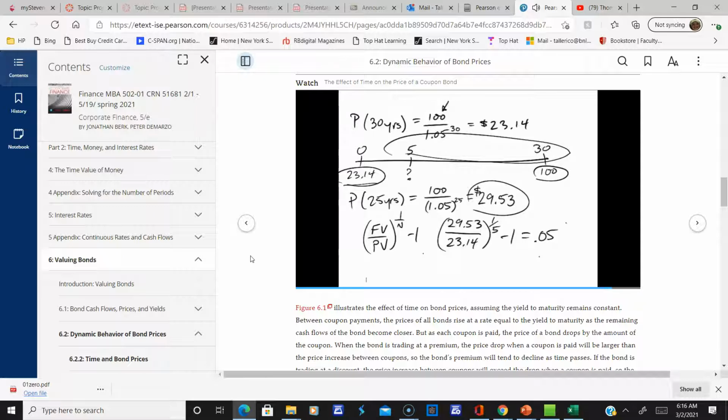And that's not actually that surprising, because we know the yield to maturity didn't change. So if the bond is offering a 5% yield to maturity and the yield to maturity doesn't change, all you do is you buy the bond and you sell it 5 years later, you should get your yield to maturity, your 5% return per year.